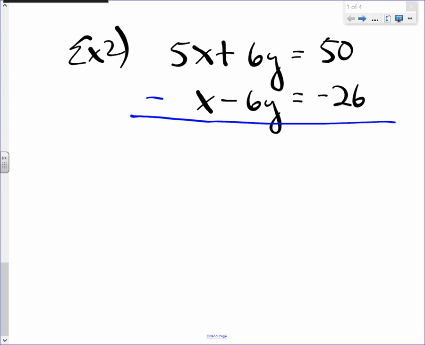5x minus 1x. What is 5x minus 1x? 4x. Positive 4x. So notice, the variable x was not eliminated.